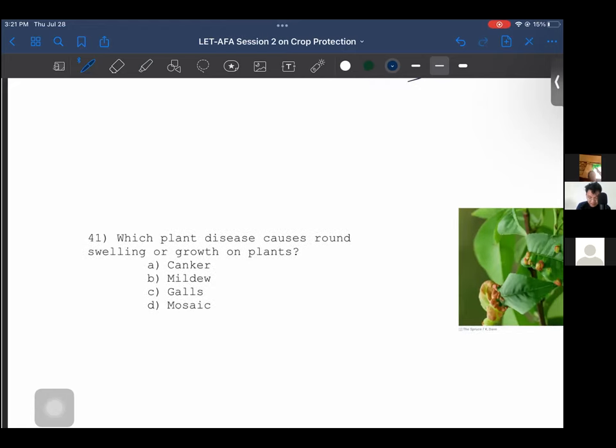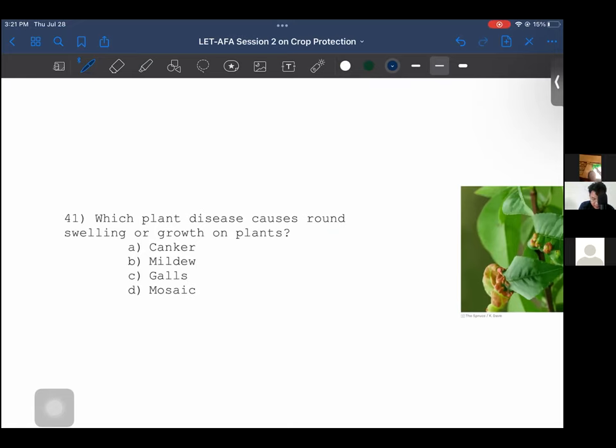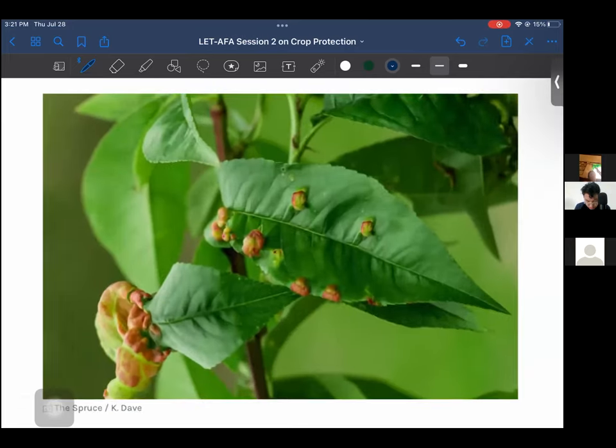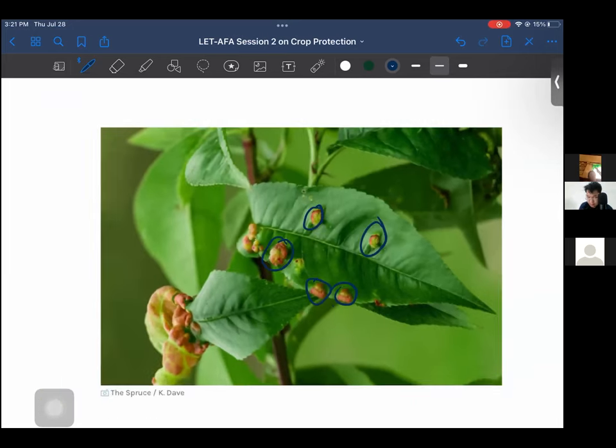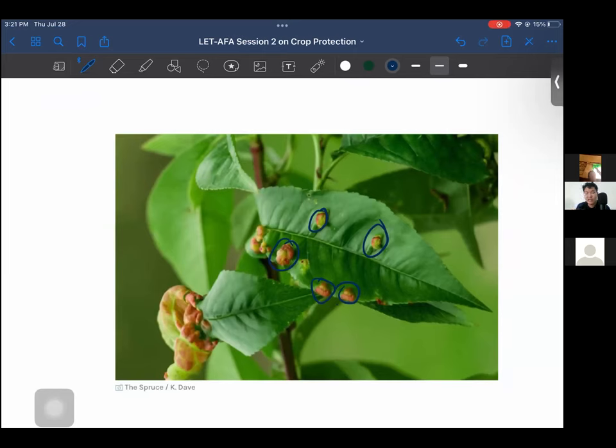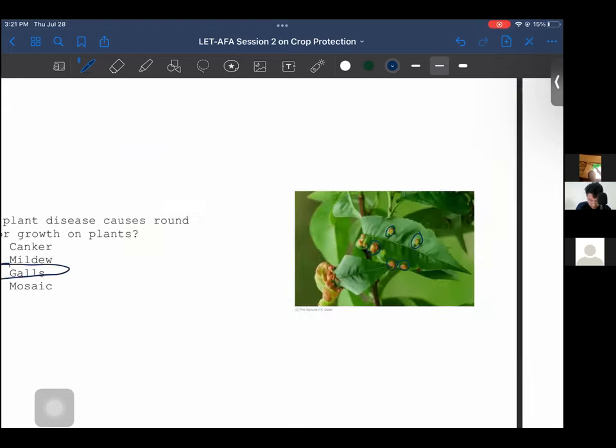Okay. Number 41. Which plant disease causes round swelling or growth on plants? Kanina, binanggit na rin natin to. And the answer is letter C, which is galls. Ganito ang itsura niya. Sabi ko sa inyo, makakatulong talaga kapag tumitingin kayo ng pictures. So ganito ang itsura ng galls. Karaniwan rin to nakikita sa mga malalaking puno. Hindi ako familiar doon sa puno na yung kulay red. Tapos as in, ang dami niyang ganito. Galls ang tawag dito. Galls. So kapag sa exam nyo, nakakita kayo ng swelling, okay, plant disease swelling, more probably galls ang sagot doon. Ayan ang itsura niya.